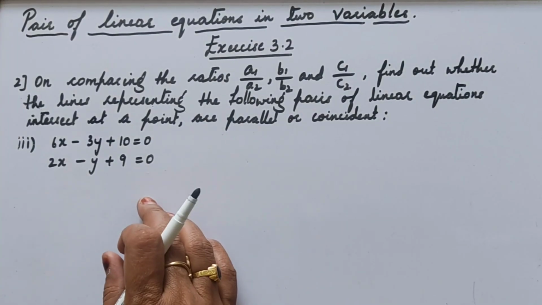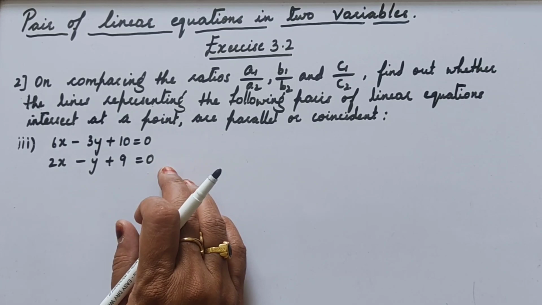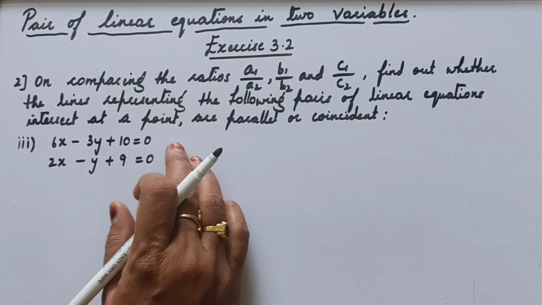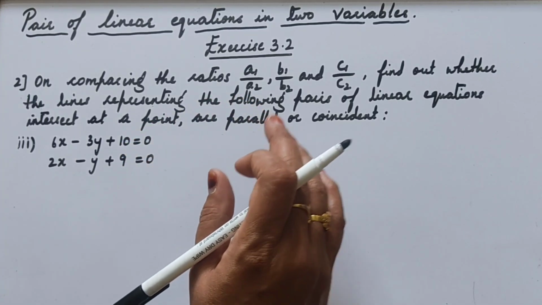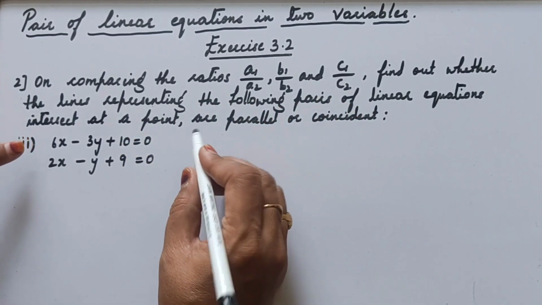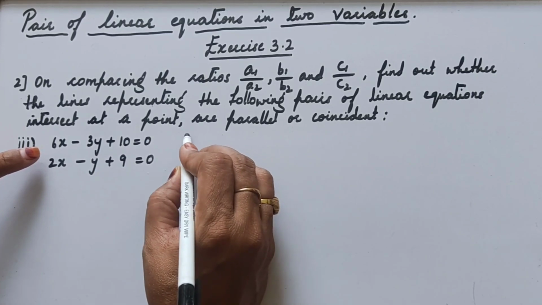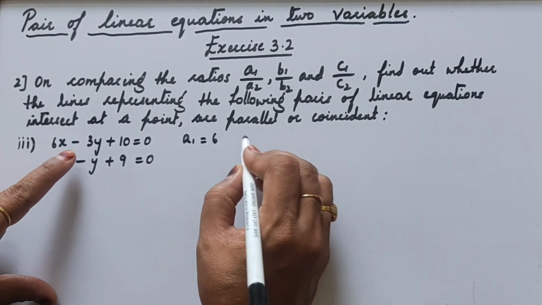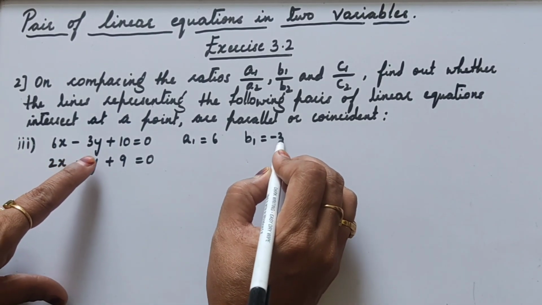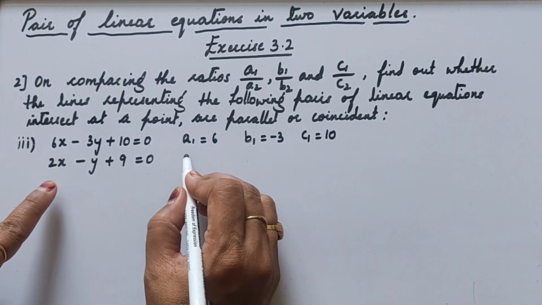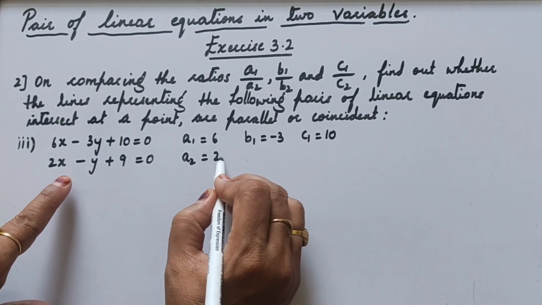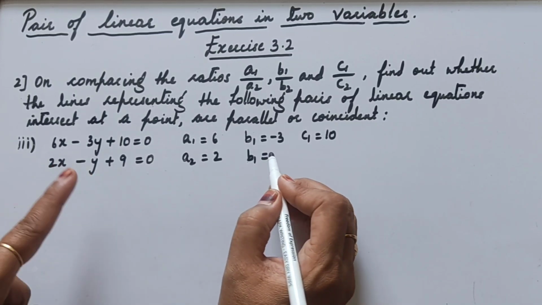Here we have got two linear equations and we have to compare these linear equations and find out whether they are intersecting, parallel or coincident. Come on, let's get started here. Now first one we have got A1 equal to 6, B1 equal to -3, C1 is 10. Now second linear equation, A2 equal to 2, B2.